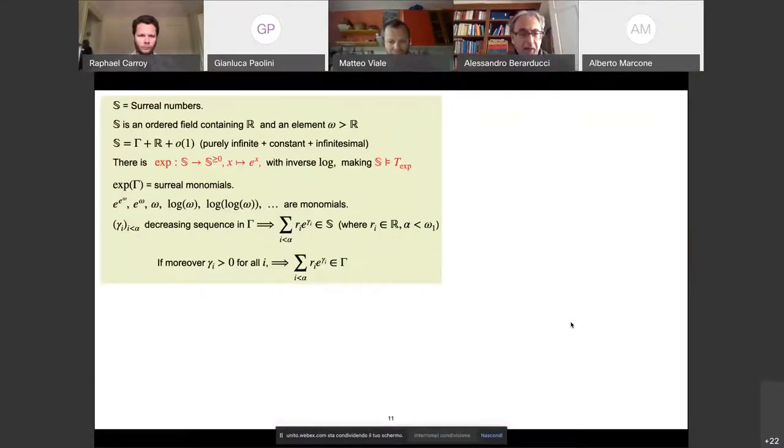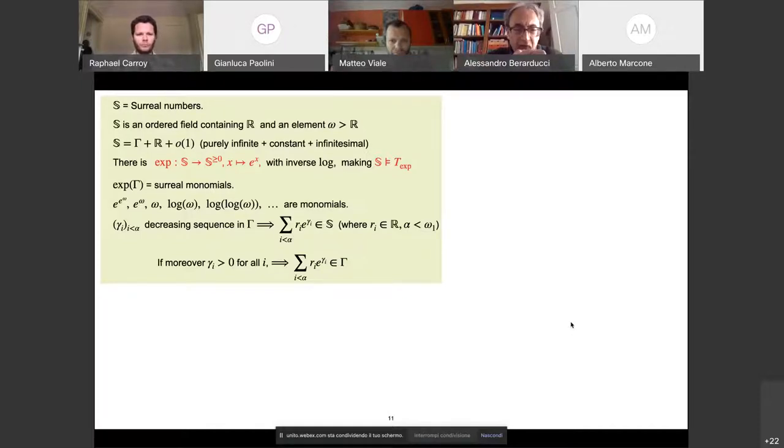Okay, now let's call S the surreal numbers. I apologize to the people who know the surreal numbers, that usually they are called No, but I didn't do this on purpose. It's just from cutting and pasting various slides. So now we know that it's a field, contains the reals, contains the ordinals, in particular contains the ordinal omega. You can decompose it into a purely infinite part, plus a constant part, plus an infinitesimal part.